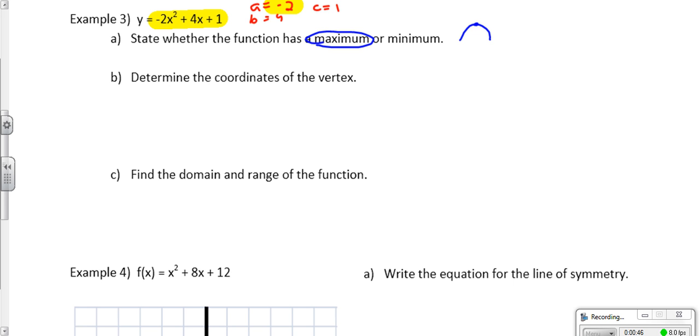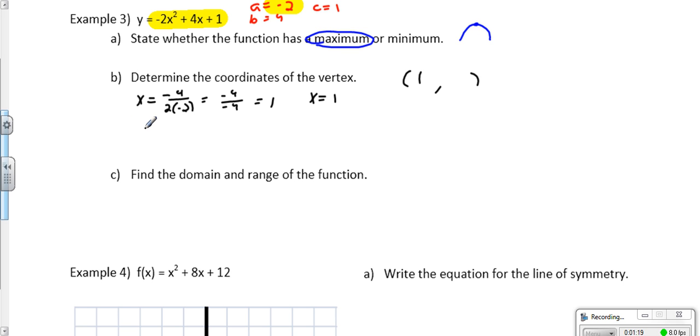What are the coordinates of the vertex? Well, first of all, we need to find out what the line of symmetry is, because that'll tell us the x value. Remember, vertex is a coordinate, and the line of symmetry will be the x value. So we would plug in negative b, well, b is a 4, over 2 times a, which is -2. So we get -4 over -4, which is 1. So the line of symmetry is x equals 1, and that's our x value.